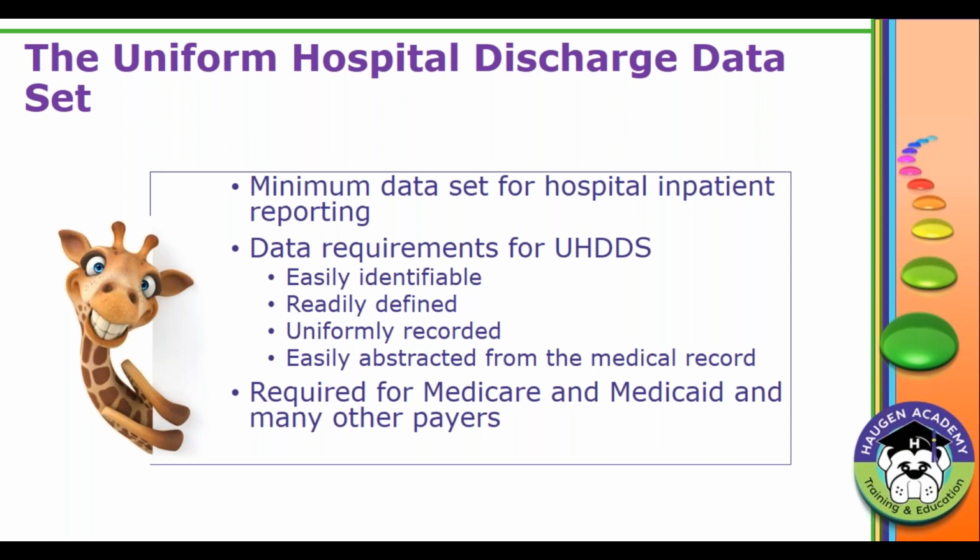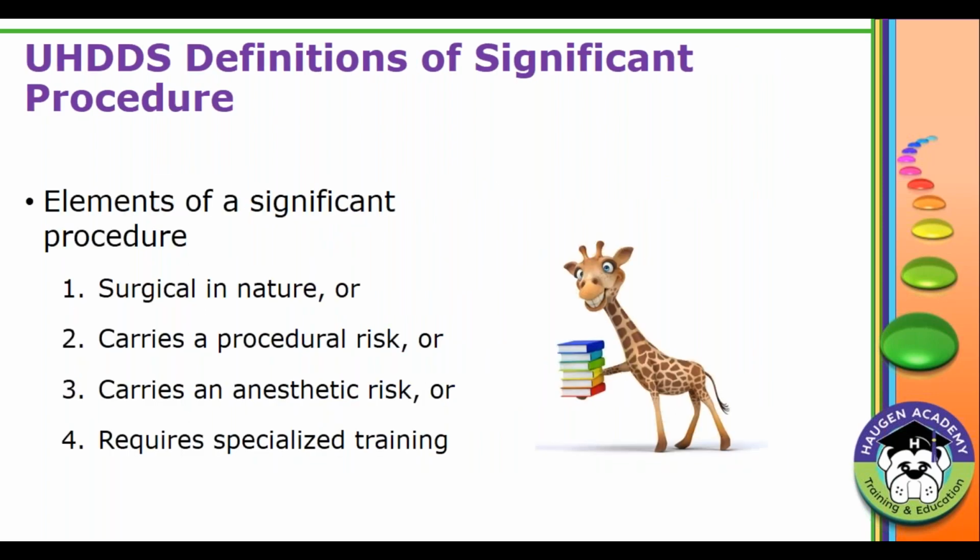As far as where to find the information, the UHDDS guidelines are noted throughout the official coding guidelines for ICD-10-CM, and that's probably what we're most familiar with. But they also have a definition for significant procedure, which is not in our PCS coding guidelines, but is noted in an old issue of Coding Clinic, which I will reference here on the next slide.